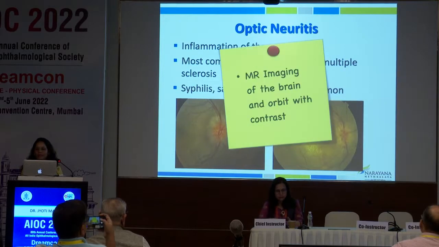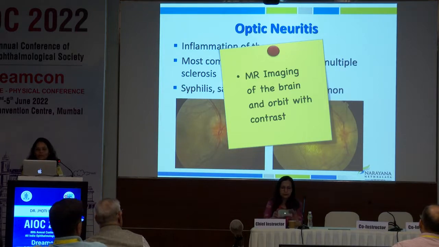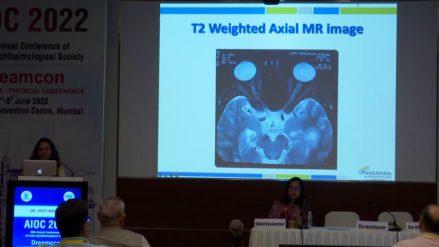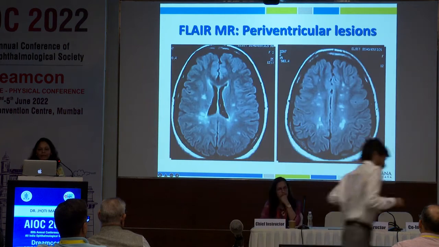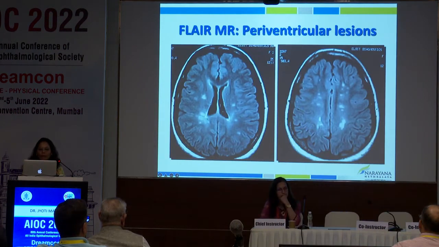So after this, when you are suspecting optic neuritis, look at MR imaging of the brain with contrast. That's important. Like this is the T2 weighted image. You will see the contrast enhancement happening on the optic nerve heads, which is classical. And in the T2 FLAIR image, you will see these ovoid, periventricular lesions, perpendicular to the ventricles, these classical lesions, which tell you that this could be related to MS.